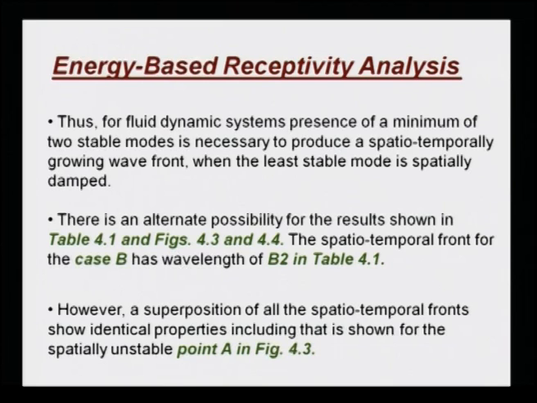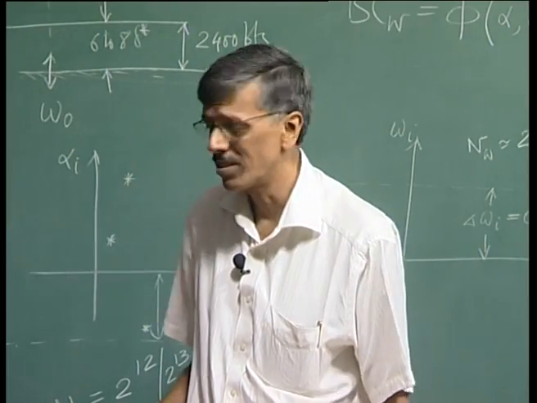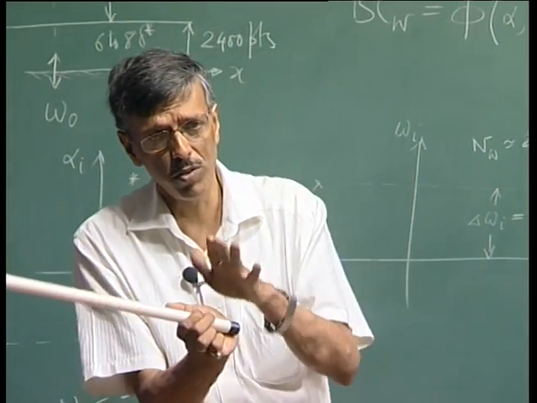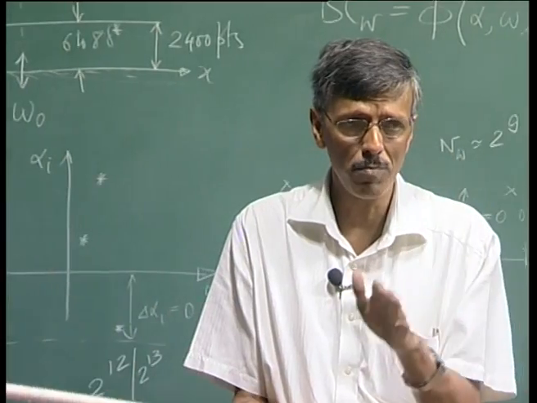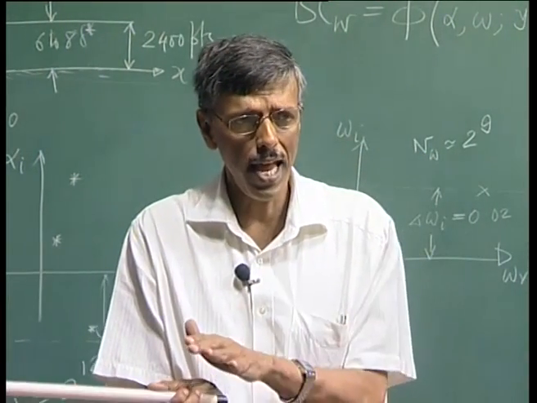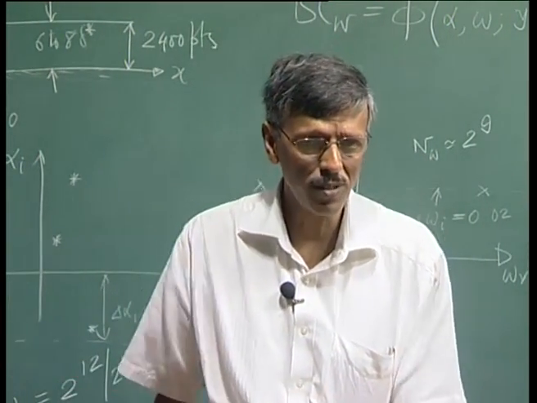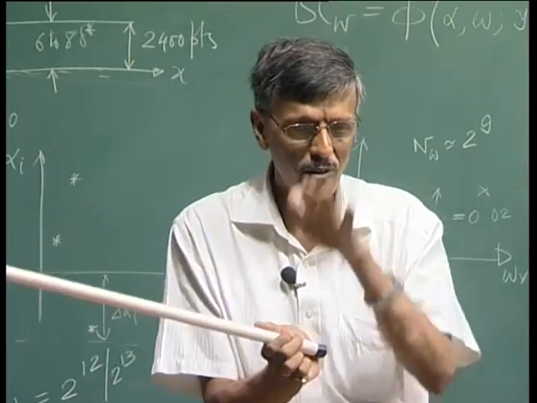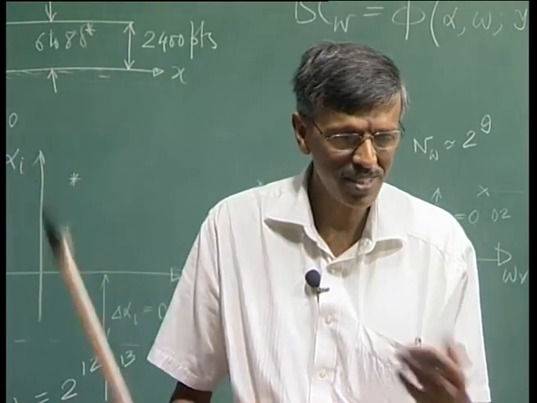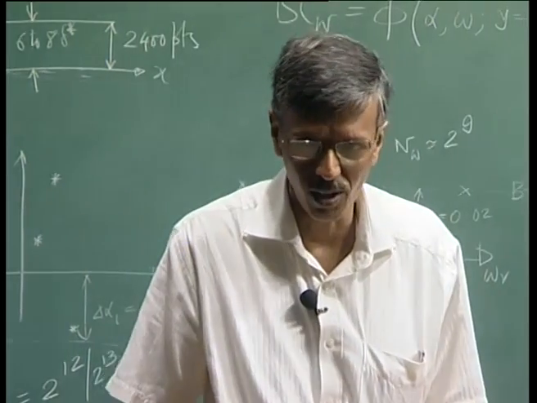This is the alternative that we are talking about. The alternate possibility is that the spatiotemporal front for case B has a wavelength of B2, meaning one of the modes. But this is not necessarily true, because if we superpose the spatiotemporal front for A, B and D, which are all for the same Reynolds number, they seem to fall on each other. So, is it something a function of Re alone?